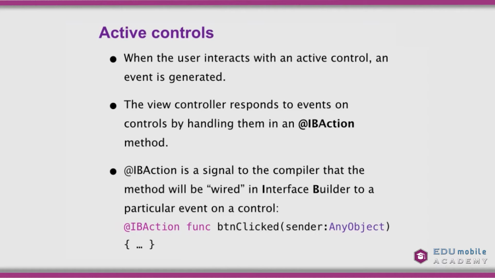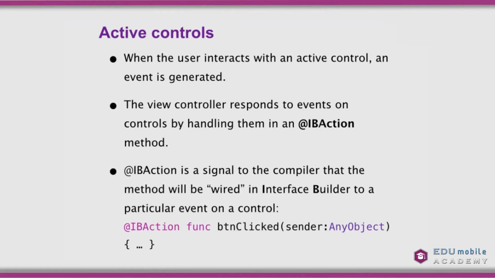So active controls, first of all. The idea is pretty simple. When a user interacts with an active control and expects something to happen, an event is generated. And the view controller can choose to respond to events on controls by handling them in something called an IBAction method. What's an IBAction method? An action method is simply a regular method, a func, that is preceded by this @IBAction specifier. IBAction is a signal to the compiler that the method will be connected in some way, usually wired up in Interface Builder, to a particular event that happens on a control.